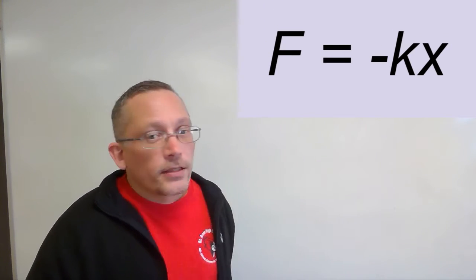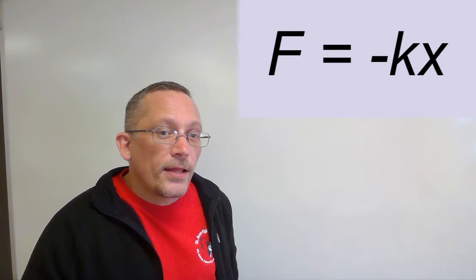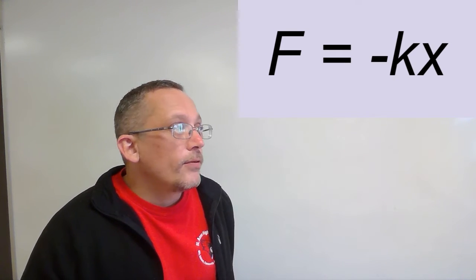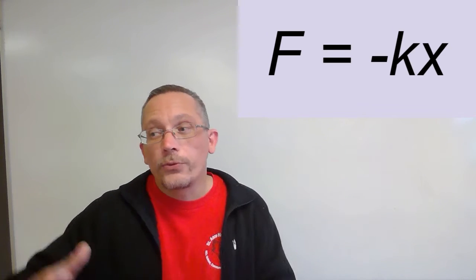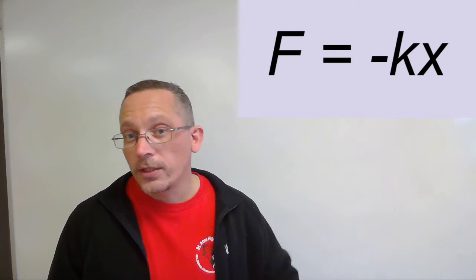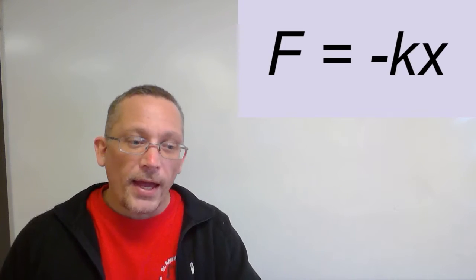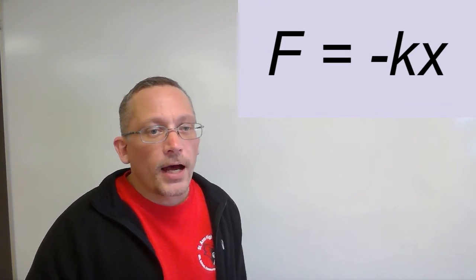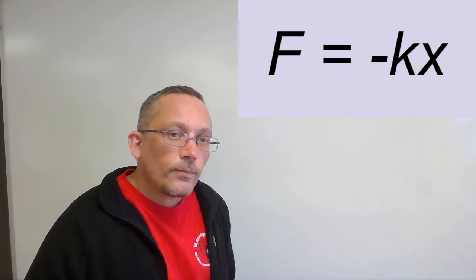That negative sign in there tells us that the force and the displacement are going to be in opposite directions. So if the mass is to the right of the equilibrium position, then the spring will be pulling it back towards the left. So the force and the displacement are in opposite directions.